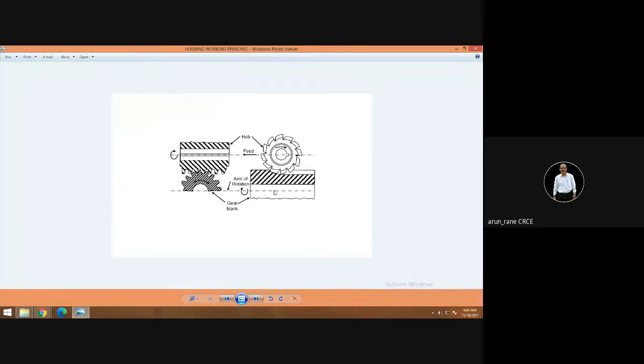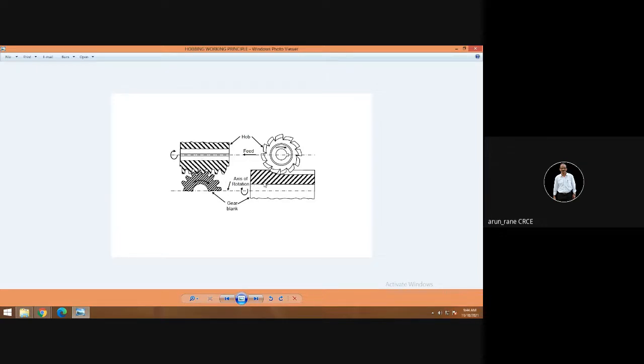This is a picture for gear hobbing. That is, your gear blank is rotating, your hobbing cutter is also rotating, and the feed. So you are starting, say, initially your gear hob cutter will be over here, and that is called the approach, and then you have overshoot. So in overshoot your cutter will go like this.